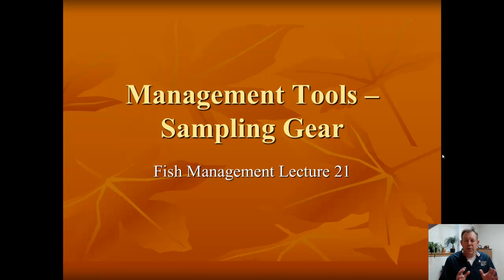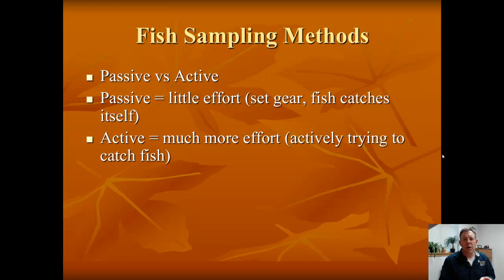All right, for this lecture we're going to talk a little bit about sampling gear and just a few more details in some of the sampling gear. The first thing I want to talk about is we make this distinction between passive and active gear. And it's pretty much what it sounds like. Passive basically just sits there. There's not much effort, and the fish catches itself. Active gear is what it sounds like. You're putting more effort into it, you're moving around, you're actively trying to catch the fish. And some gears clearly fall into one or the other types, and some maybe it's not always so clear, but that's just something that helps us organize our thinking.